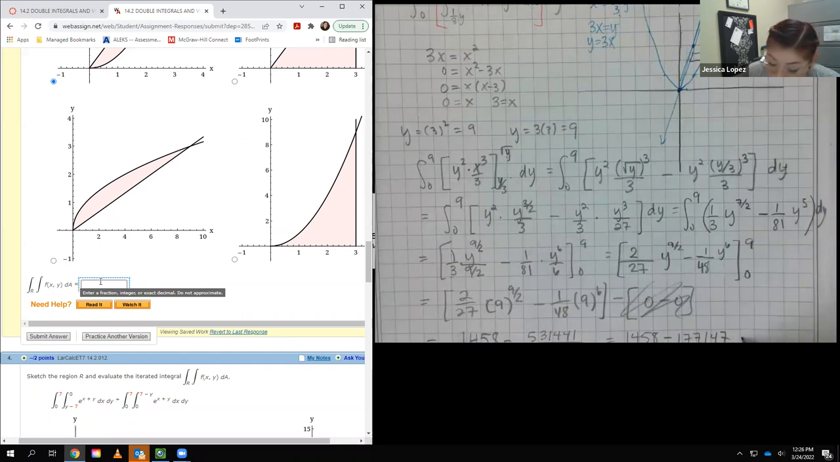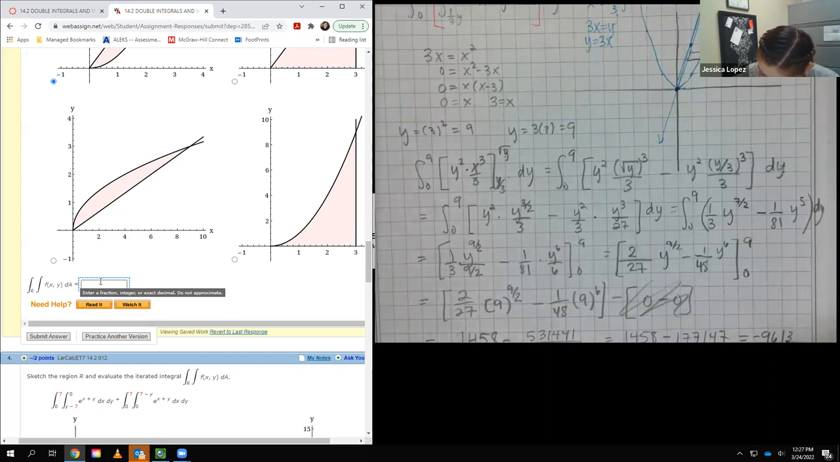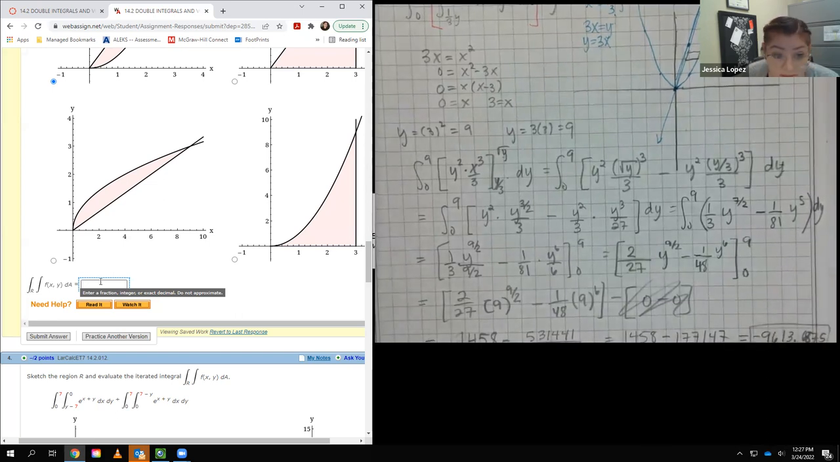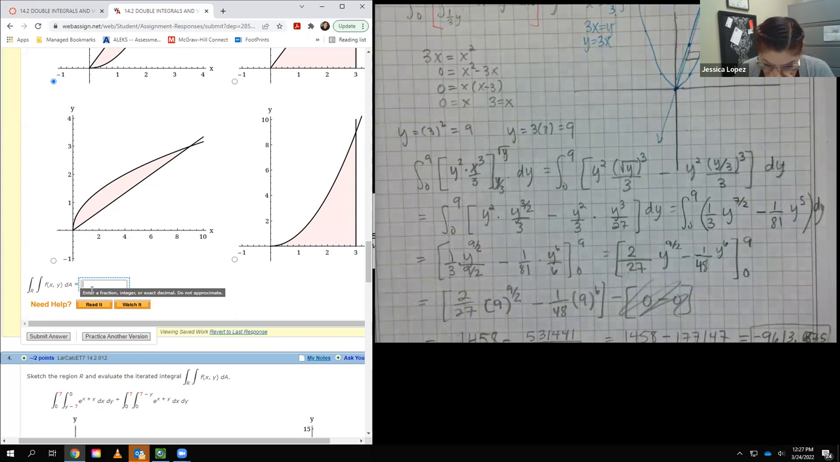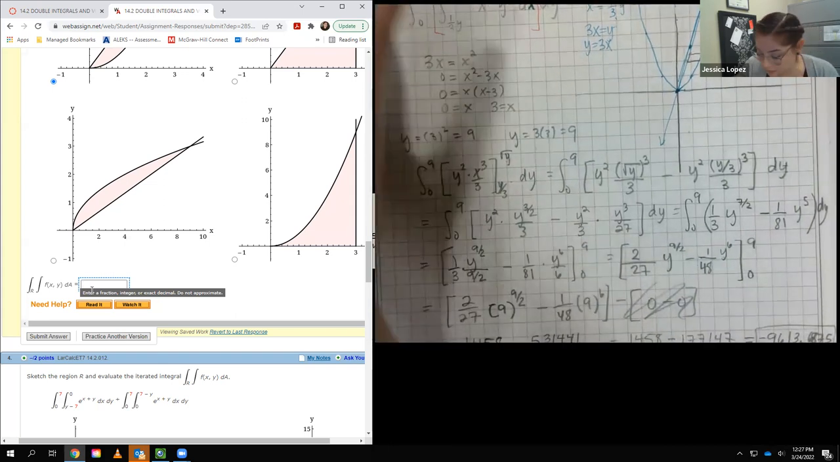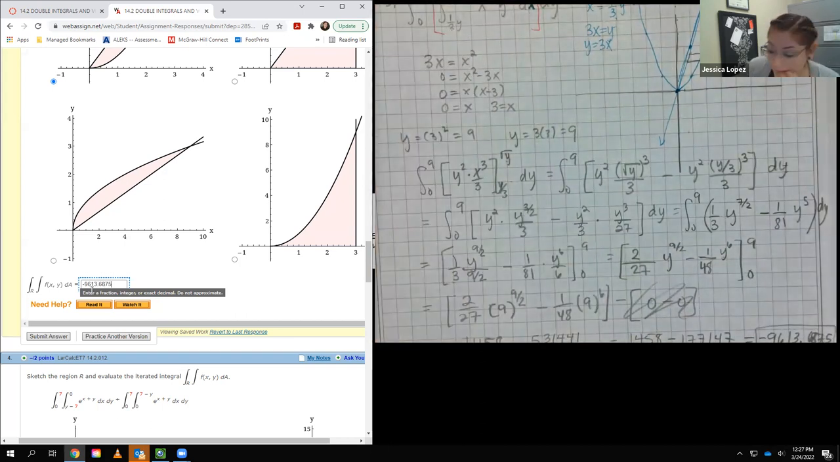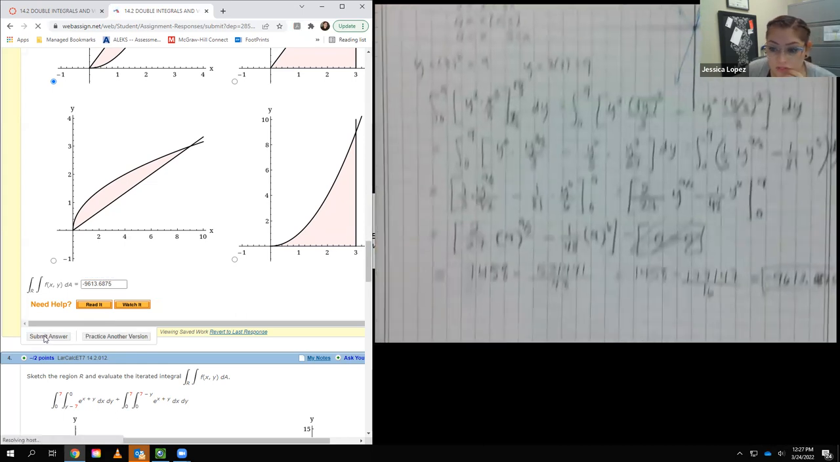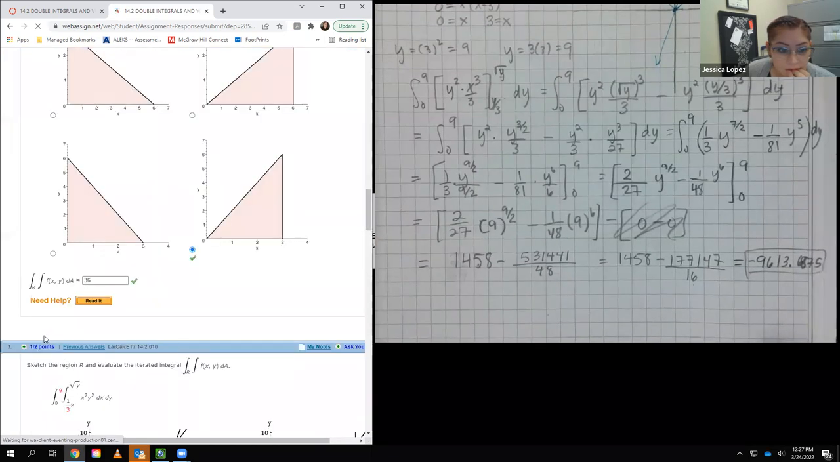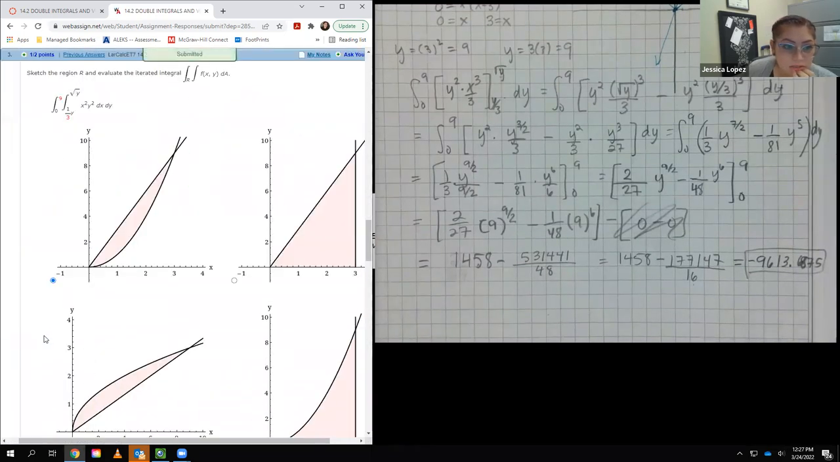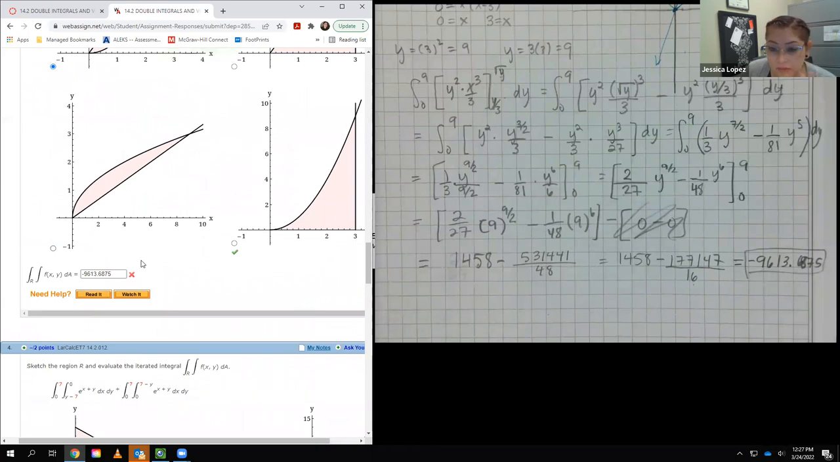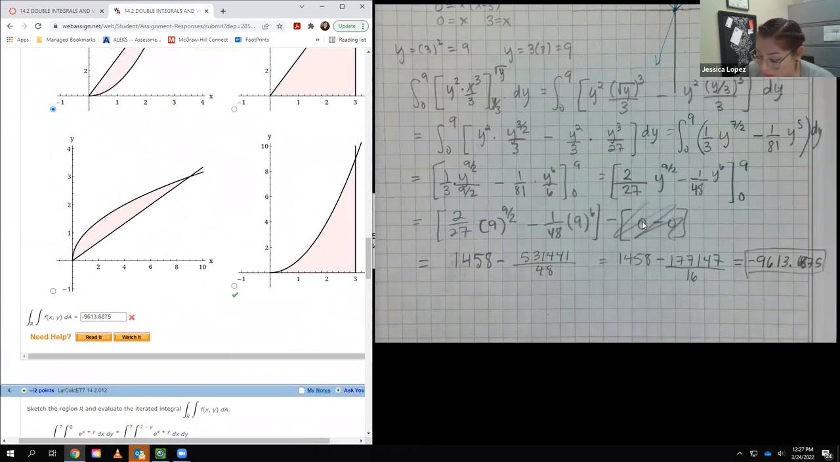It says type in a decimal or an exact decimal or a fraction. So I got this and this is an exact decimal. And so I'm just going to type in that and see what I get. That doesn't look right, but I'm going to try it, and then I'm pretty sure this is wrong, but whatever. It might just be that the z part of the function is below the xy plane, and so that causes the volume to be negative, but that's not the case. Okay, so I did something wrong.